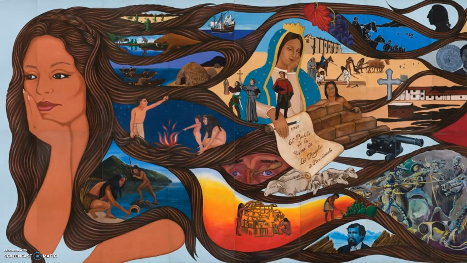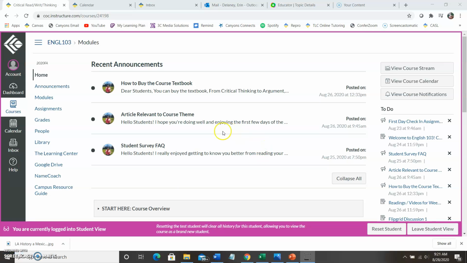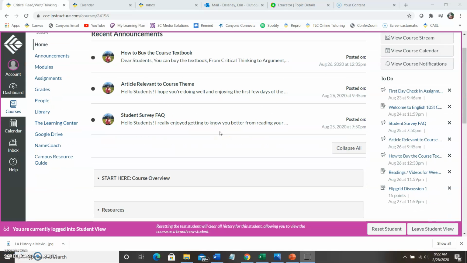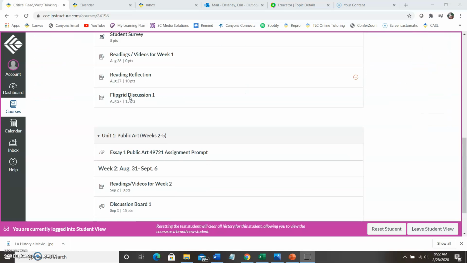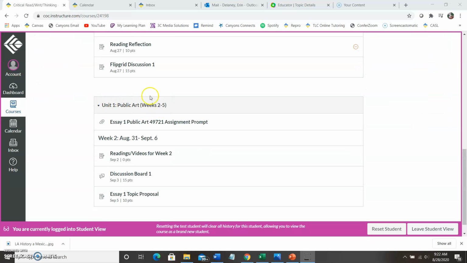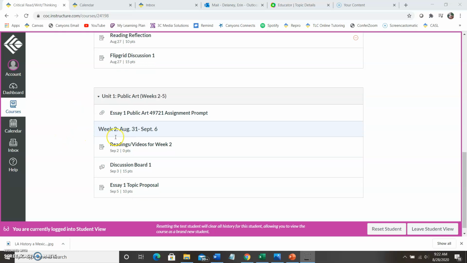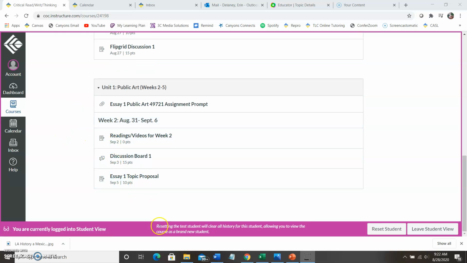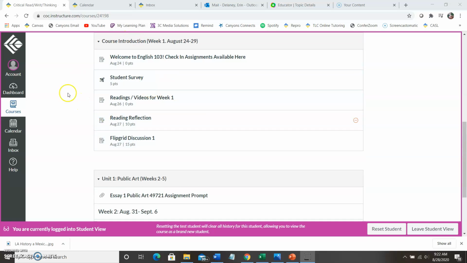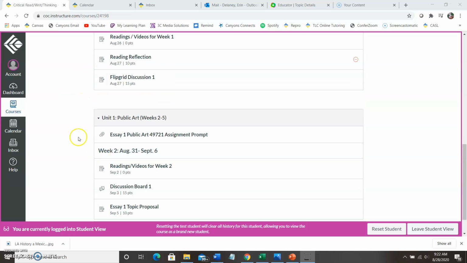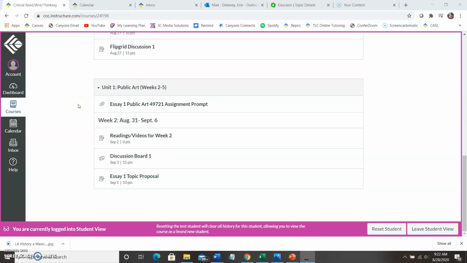That being said, let's take a quick look at the work that we'll be doing this week. So this is our Canvas page. You should be fairly familiar with it by now. Starting in week 2, we will be using the Unit 1 Public Art module. As we go through the semester, you'll see additional weeks get added. So our first module only covered 1 week, whereas upcoming modules will have multiple weeks.